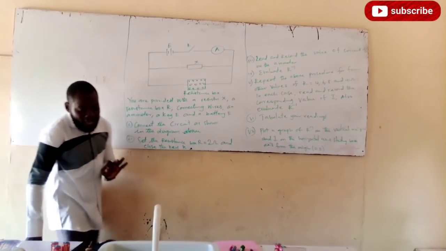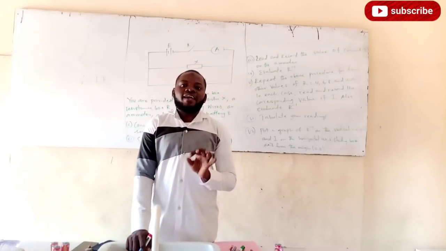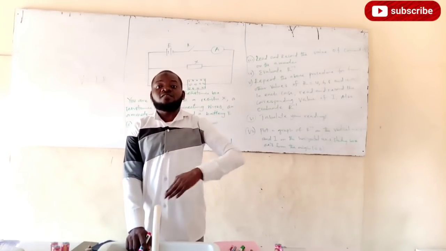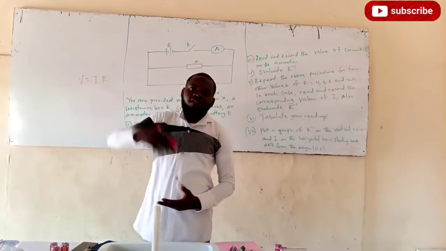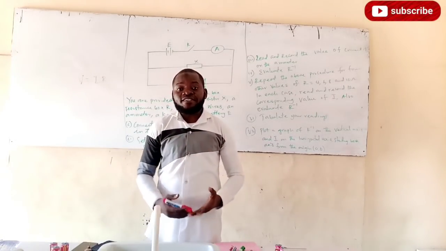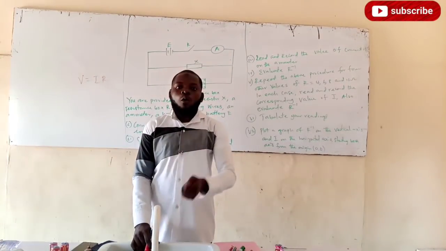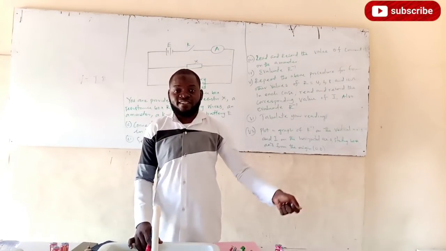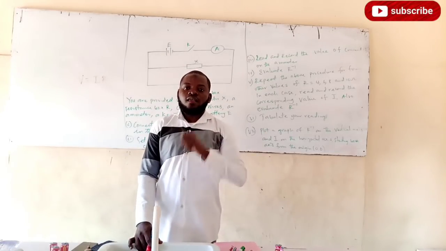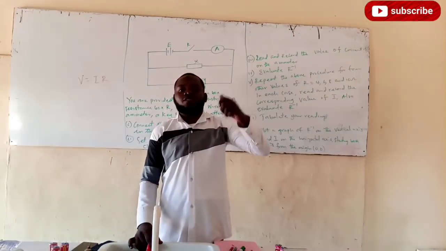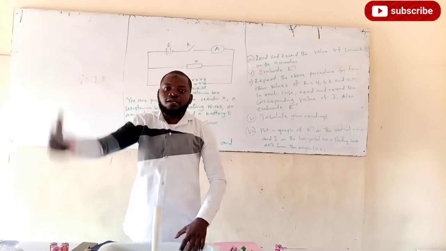But if you observe this experiment, in some cases, the examiner might let another thing be the constant instead of resistance. In some cases, you can have the current to be constant. They will ask, if the current is constant, what will happen to the voltage if the resistance increases? Or what will happen to the resistance if the voltage increases? Or they can decide to keep the voltage constant and ask you what will happen to the resistance when the current increases, or what will happen to the current when the resistance increases.